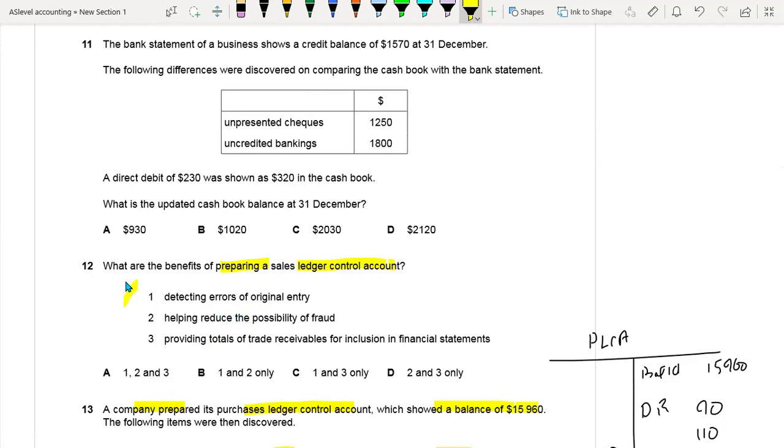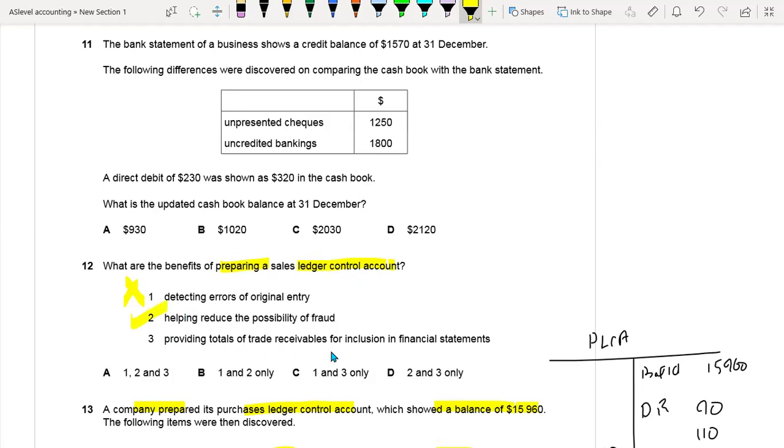So no, this is not the benefit of a sales ledger control account. Helping reduce the possibility of fraud? Yes, because the sales ledger control account and the sales ledger are basically prepared by two different people. So if there is any fraud done with the sales ledger, it can be easily detected by the person who is going to prepare the sales ledger control account. So this is the right option.